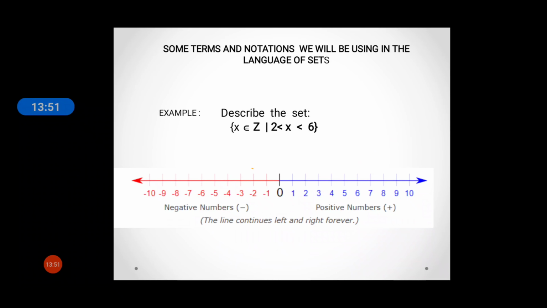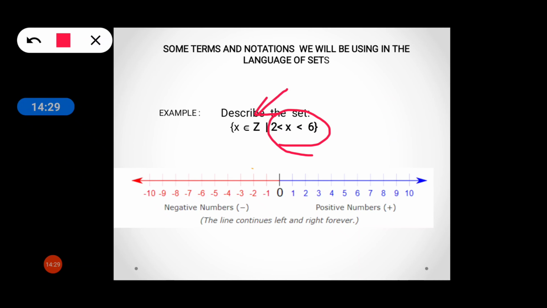We have also here a described set. As you can see now, the type of number is no longer real numbers, but Z, which stands for, as we have said a while ago, the set of integers. Integers can have negative numbers, 0, and then whole numbers. What are the possible elements in the set? Even though it is integers, we still have a condition. The element must be less than 6 but more than 2. How can we describe that set using this number line?